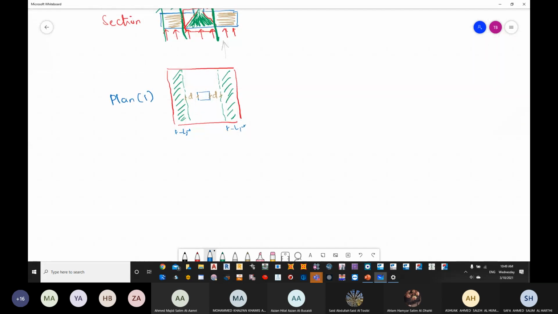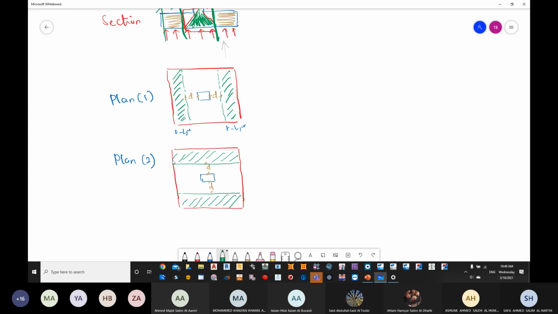Now the same scenario can be for the other direction. Okay. So if this is my foundation, and this is my column, it can happen from the other direction as well. So this can be my d, and this can be my d, where this can be the affected area, or this can be the affected area.